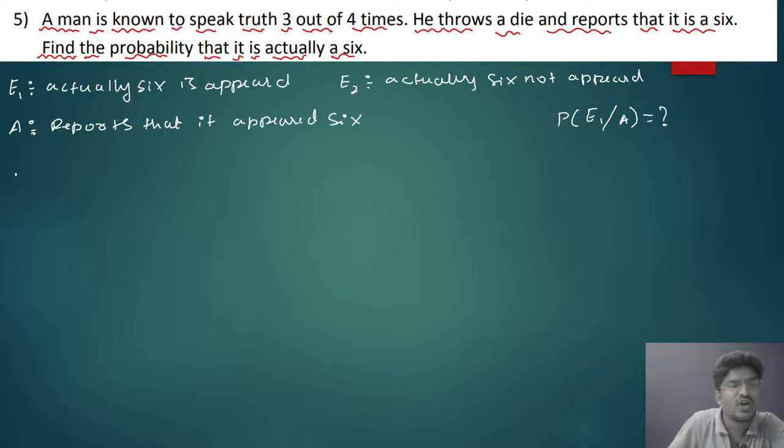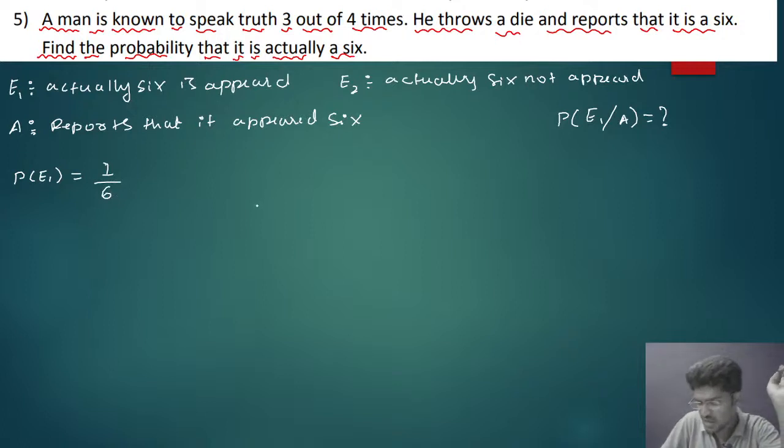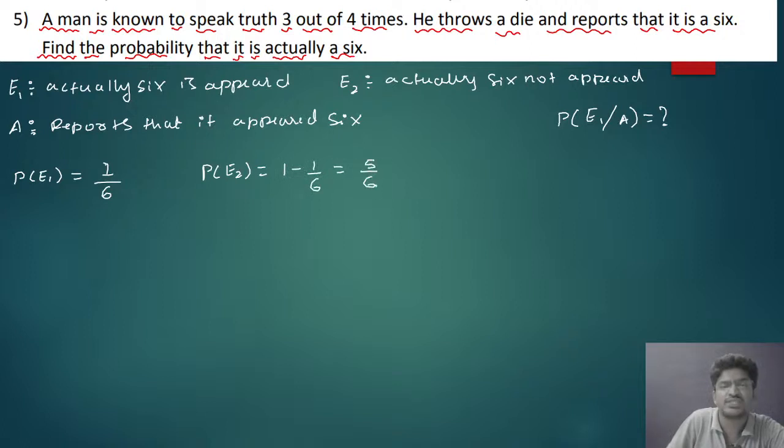So here, the probability of E1, that actually 6 appeared. That means on the dice there will be one 6, and the total number of faces is 6. That will be 1 by 6. Clear? The probability of E1 is 1 by 6. Okay, so next, what will be the probability of E2? The probability of E2, that actually 6 did not appear, is 1 minus 1 by 6, that is 5 by 6.